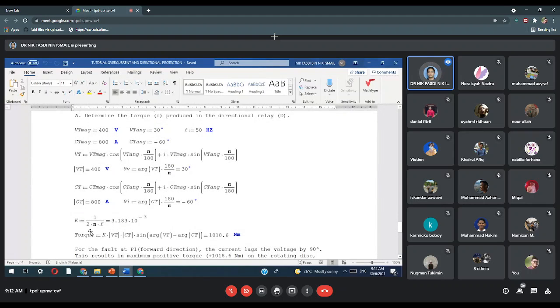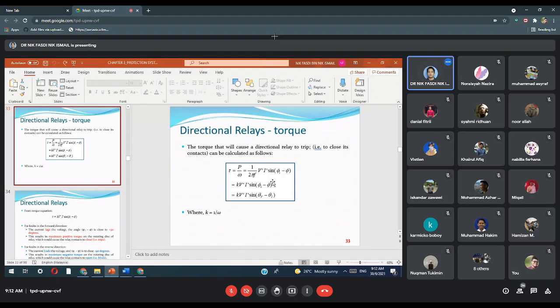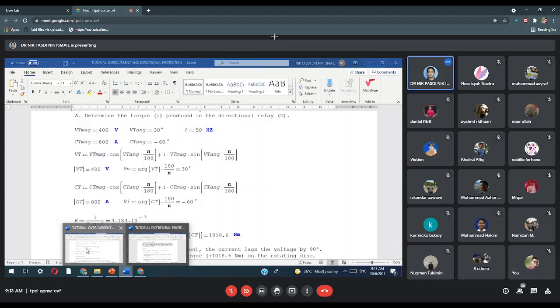1 over 2 pi F, 2 pi biasalah you tahu 3.142. F frequency 50 Hz. So from here you dapat the value of K is 3.183 times 10 to the power of minus 3. So just substitute in these equations. Okay, dan inilah, so we can determine the value of torque produced.